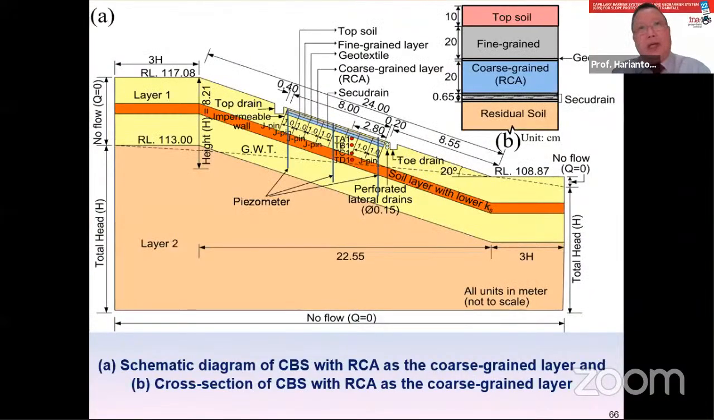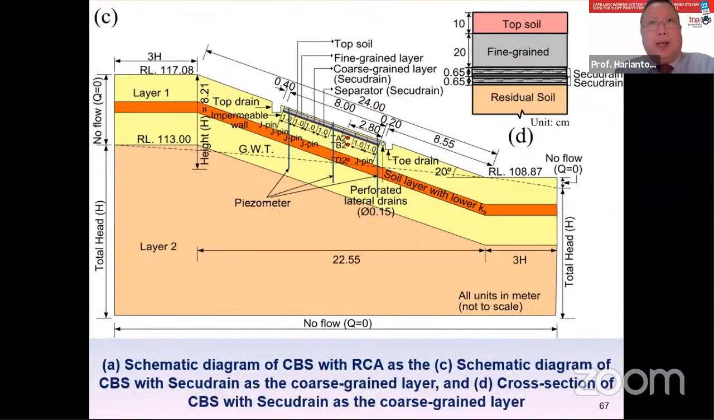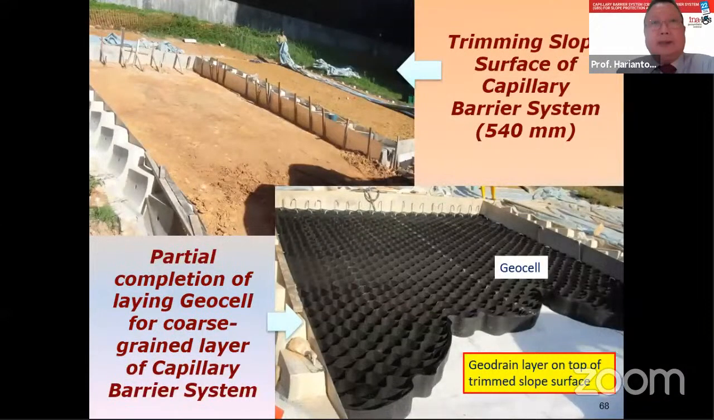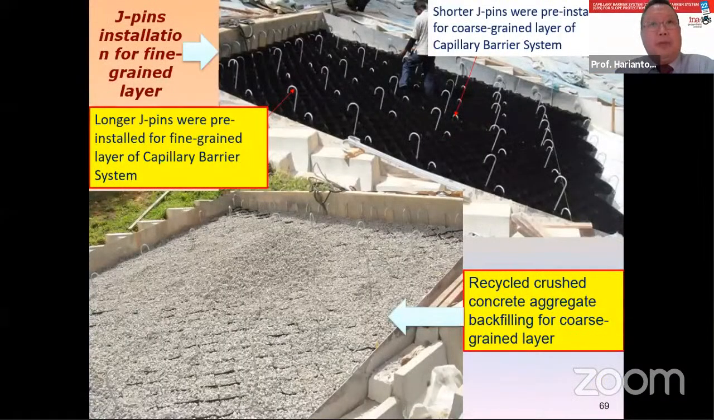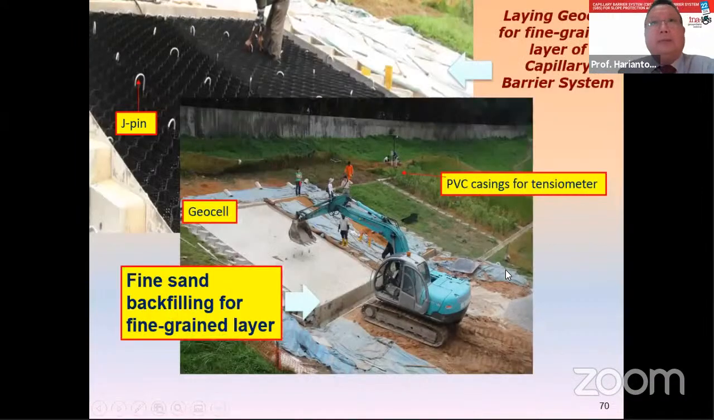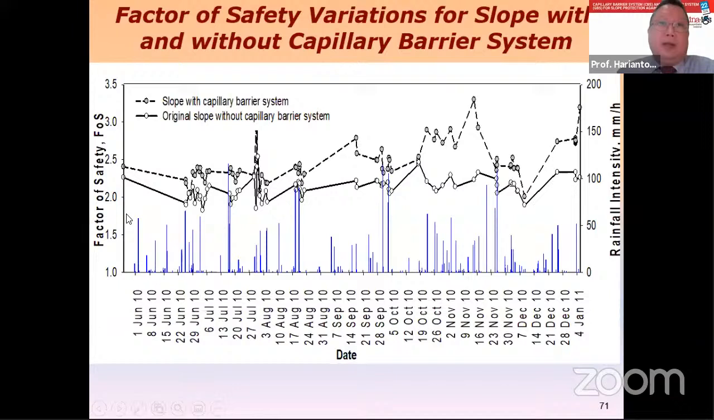So that is the working drawing for that capillary barrier. It's just a snapshot of the construction, and that J-pin, okay? These are the recycled crushed concrete aggregate. Right? So these are the fine sand backfilling. So in the end, we monitor this for a period of time. These are the slope with capillary barrier system.